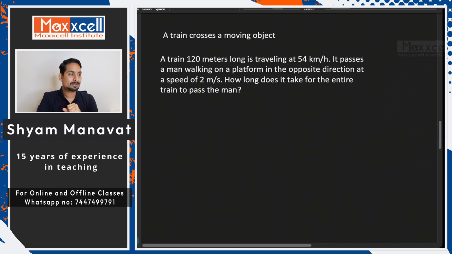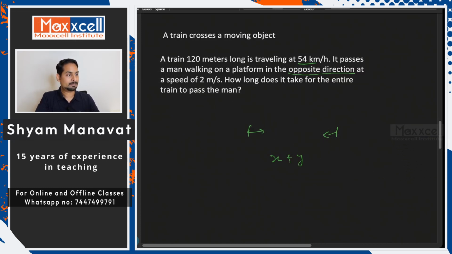A train which is 120 meters long is moving with 54 kilometers per hour. It passes a man walking on the platform in the opposite direction. So the direction is opposite. When two objects are moving in the opposite direction, what do we do? The relative speed will be plus, right? At the speed of 2 meters per second.